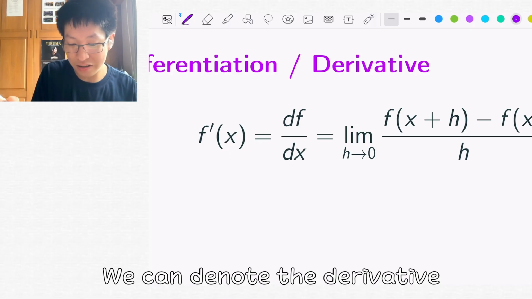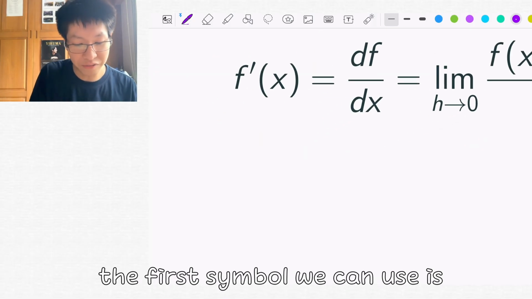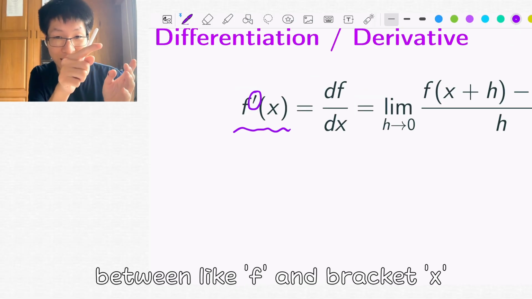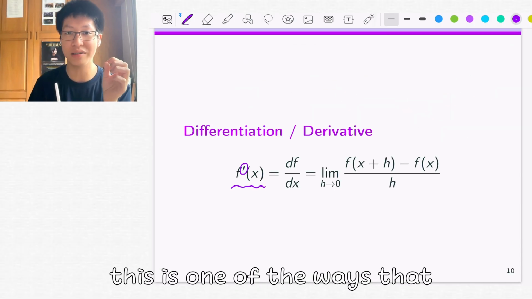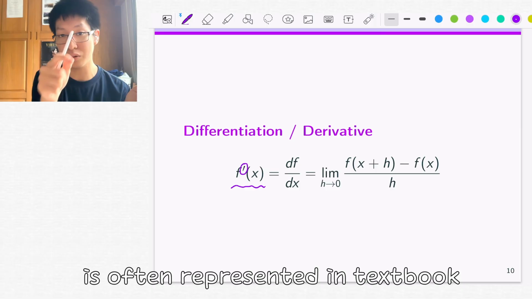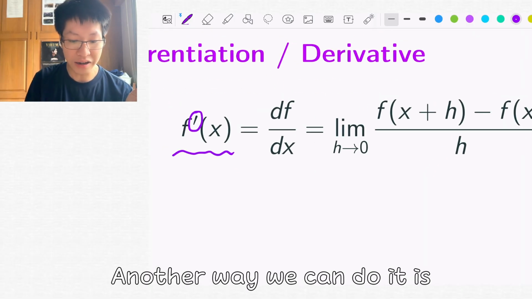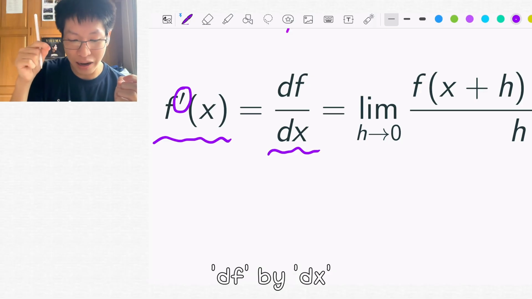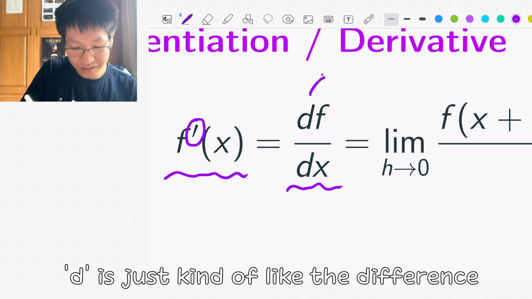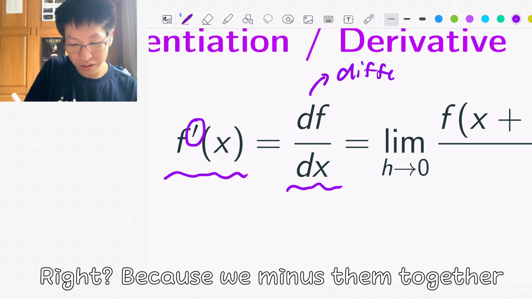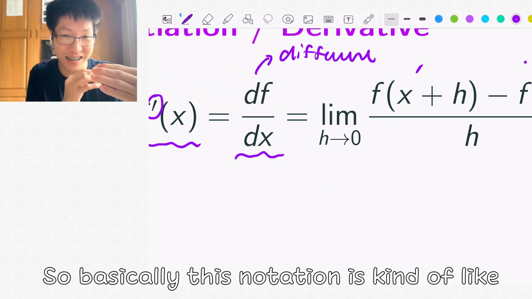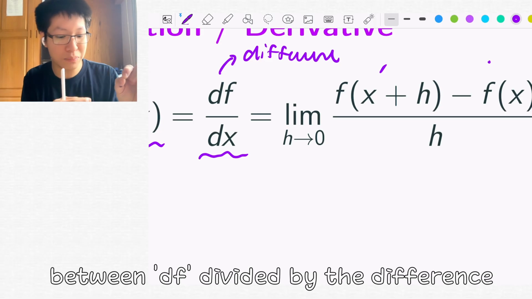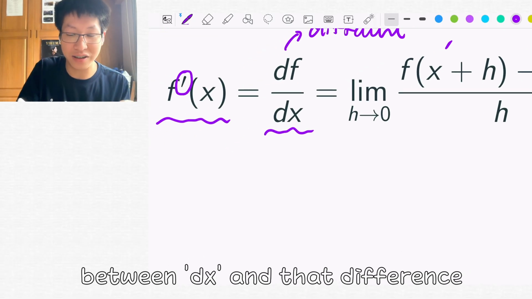We can denote the derivative with a couple of symbols. The first symbol we can use is the prime symbol between f and brackets, f prime of x, which is one of the ways it is often represented in textbooks that talk about calculus. Another way we can do it is df by dx. This is my way of thinking: d is just like the difference, right? Because we subtract them. So basically this notation implies that there's a difference in f divided by the difference in x, and that difference is very small.